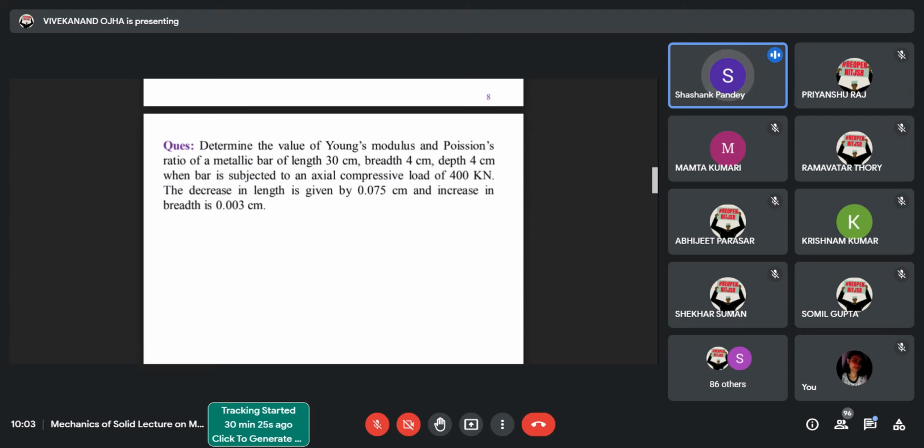So please solve this. If you have the solution, then what to do in this? Solve this question. We have been asked the value of Young's modulus and Poisson's ratio.